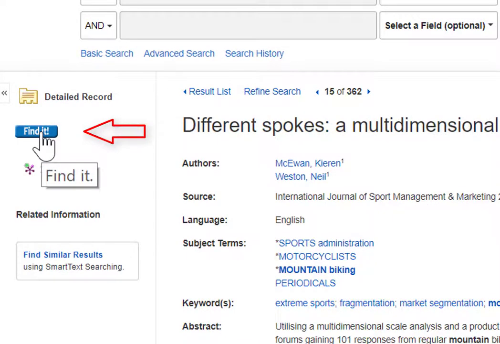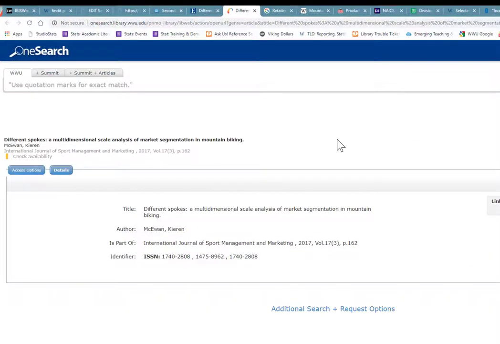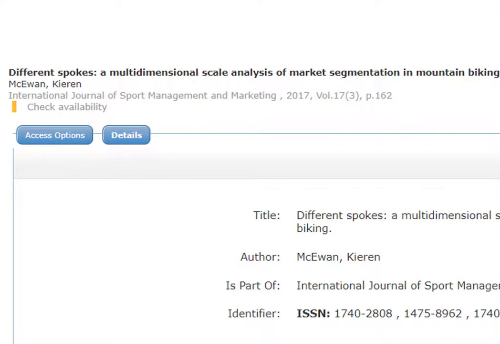But over here, I see Find It. I don't see the actual article. What that means is this article is not available full text in this database. But if I click on Find It, it will take me into OneSearch, which is our catalog, and let me know if I have access to this. I don't have access to this. I know that again because it's not giving me a link, and then this little bar here is orange.